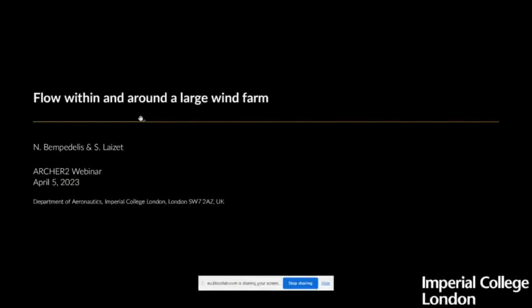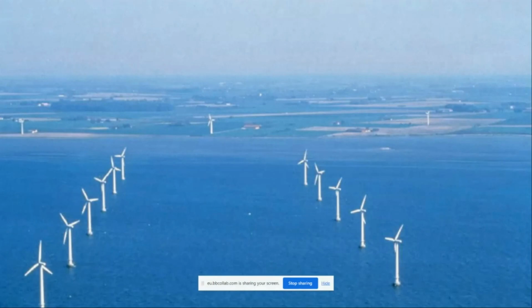Right. Okay, let me get started then. I'm going to briefly present a work that's related to the image that I submitted, entitled Flow Within and Around a Large Wind Farm. Now, a key word here is the word large, right? So here is a photo of the first offshore wind farm that was ever built. That's somewhere off the coast of Denmark. You can see this is a wind farm that has just 11, if I'm not wrong, wind turbines. So this is a very small wind farm, we can say.